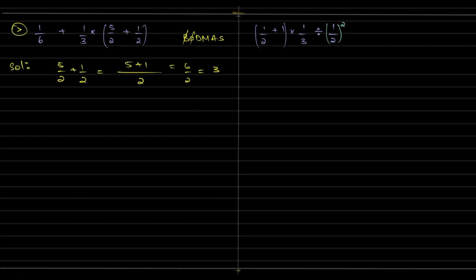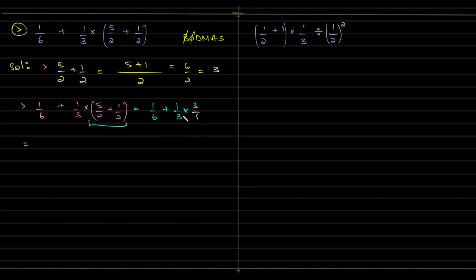No operation. Division and multiplication are there. For that I need to copy the question. So let's start off with 1 by 6 plus 1 by 3 into 5 by 2 plus half. So I'm going to substitute, in place of the entire bracket, I'm going to write 3. Is it not? So 3 by 1.